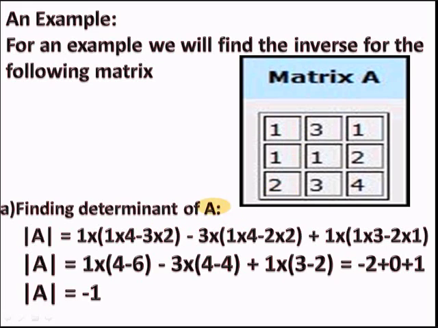So 1 into 4 minus 3 into 2, times minus 1 to the power 1 plus 1, and then it becomes positive. But in this case for 3, the value will be negative because minus 1 to the power 1 plus 2 is negative. Similarly for the rest, it is positive, negative, positive, negative, positive, negative and positive. At last we have found the determinant value as minus 1.